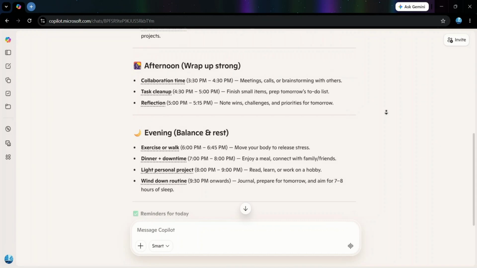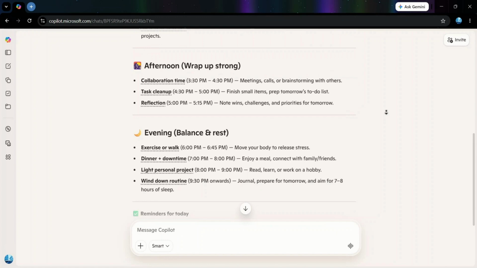Moving into the afternoon, Copilot budgets an hour for collaboration and team meetings, followed by task cleanup at 4:30 to wrap up loose ends, and concludes with a reflection period at 5 to note down wins and prepare for tomorrow. This detailed workflow demonstrates how quickly Copilot can organize your time and keep you aligned with your goals.